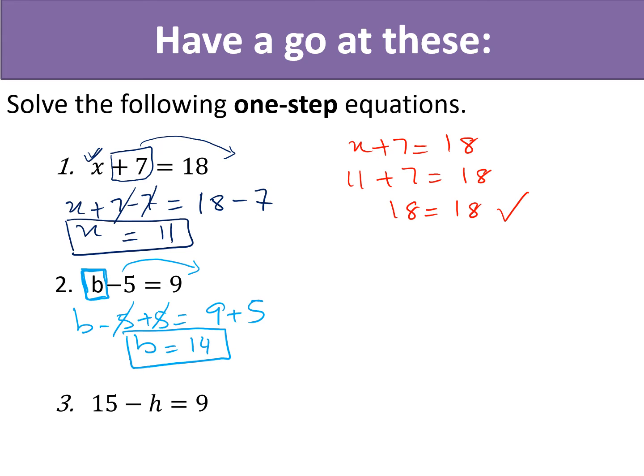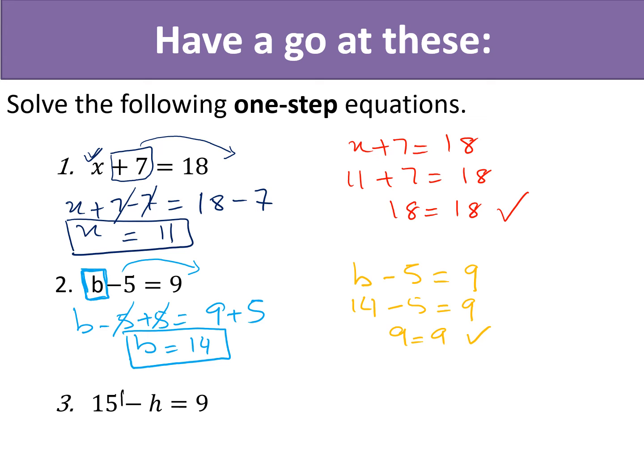If I want to check my answer, I rewrite my equation, I substitute the value, and I simplify. 14 minus 5 is 9. 9 equals 9. My answer is correct because the left hand side equals the right hand side.